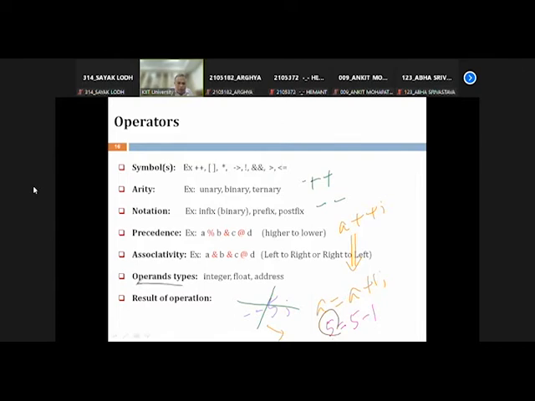So how do you read it properly? What are the operand types for which an operator is applicable? Can I write a plus plus when the value of a is 2.5, a floating point variable? No, sir. The plus plus operator cannot be applicable to a floating point variable. It can only be applicable to integer constants, integer variables and address variables.